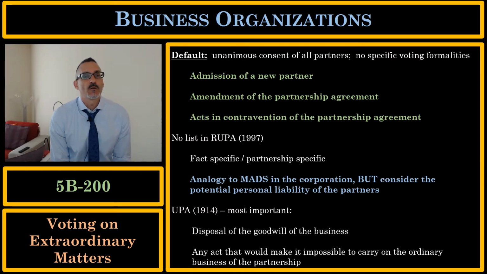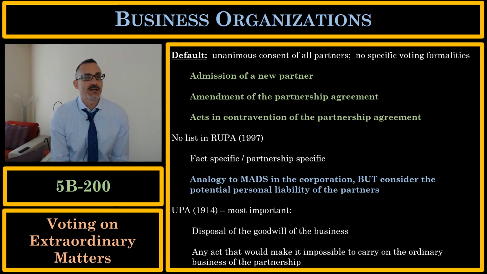In the Uniform Partnership Act of 1914, the old Uniform Act, there was indeed a list of transactions that would be considered extraordinary in the partnership context. There's a list. You can read the list. Some of those things wouldn't apply anymore. Some of them still would under the Revised Uniform Partnership Act. The two most important things is disposal of the goodwill of the business. The goodwill of the business is just the value of the business over and above its assets minus liabilities. It's effectively the value of the business.